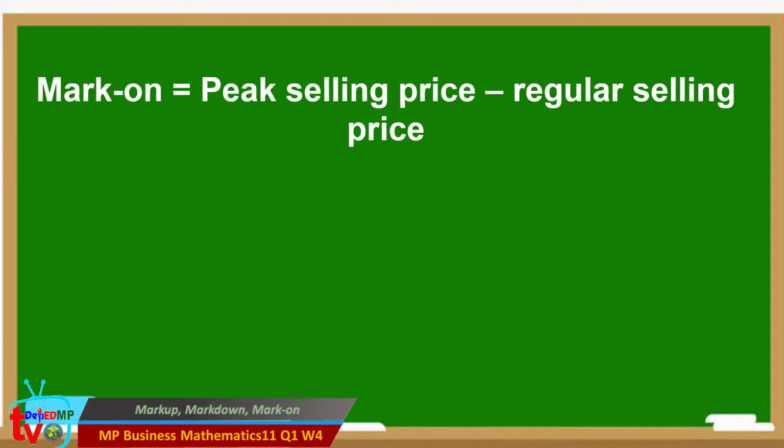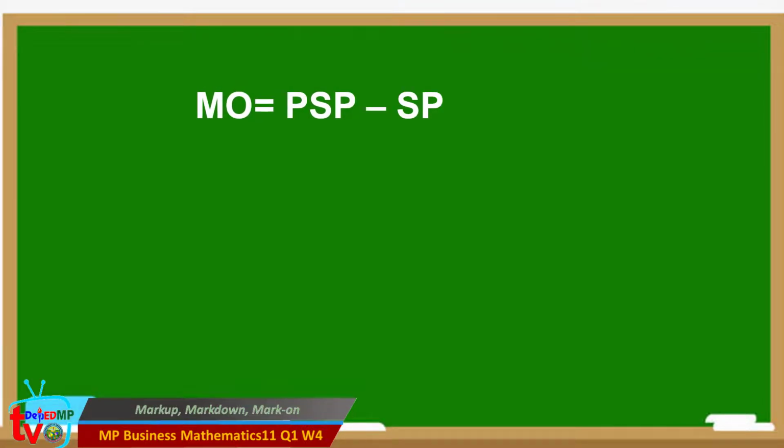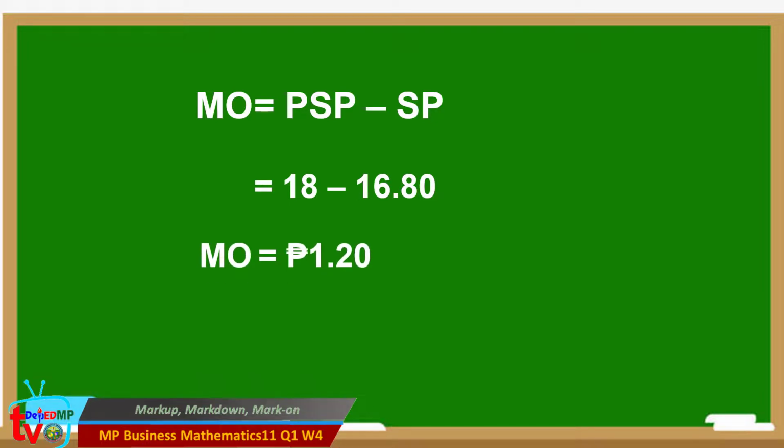We will now make use of the mark-on formula, which is peak selling price minus the regular selling price. So from the problem, we have the peak selling price as 18 pesos minus the regular selling price, which is 16 pesos and 80 cents, to come up with a mark-on of 1 peso and 20 cents.